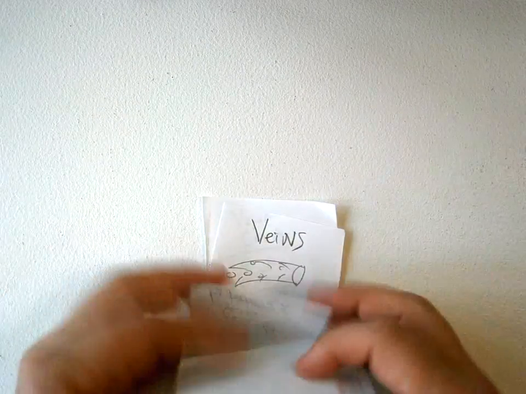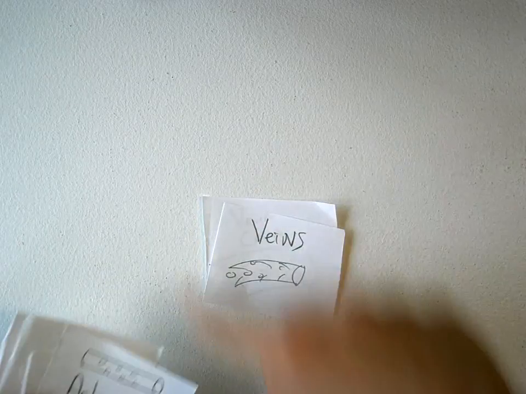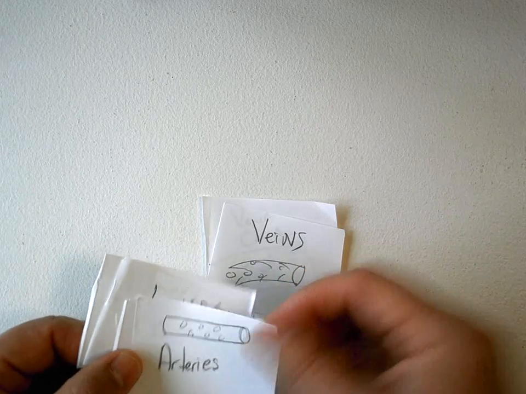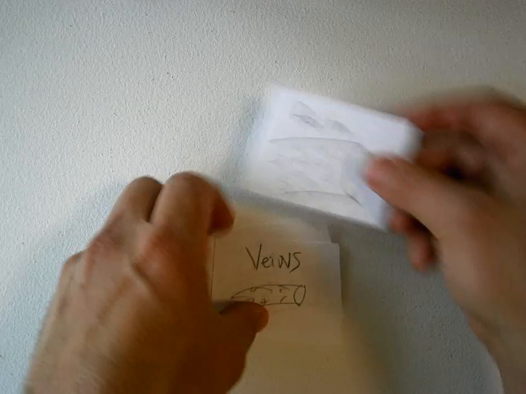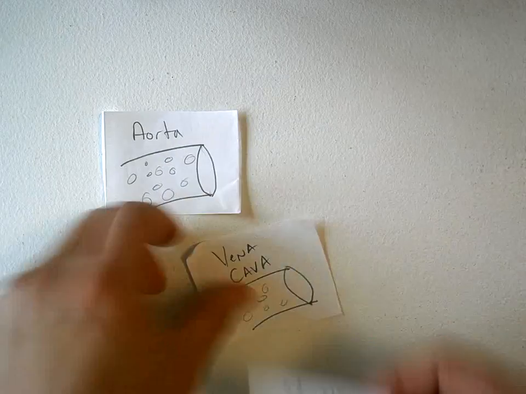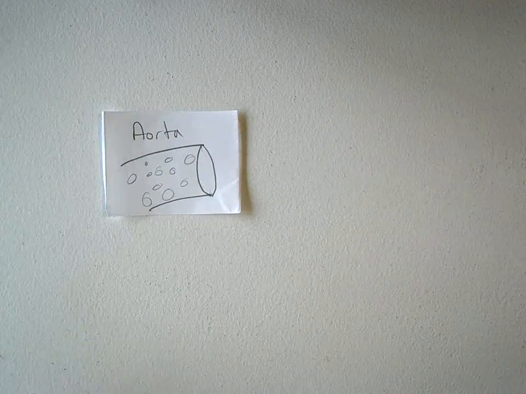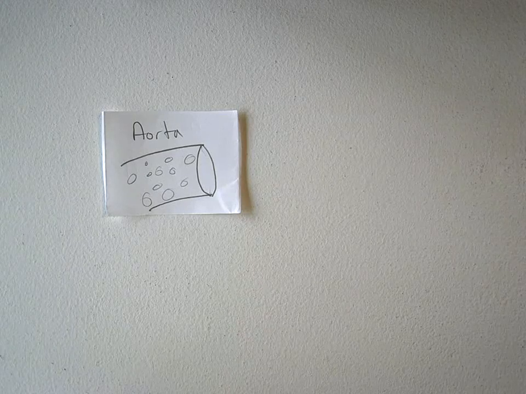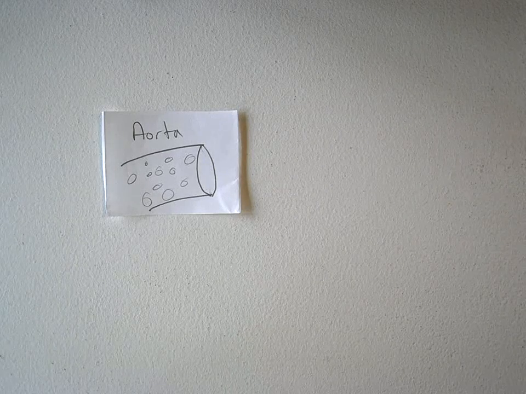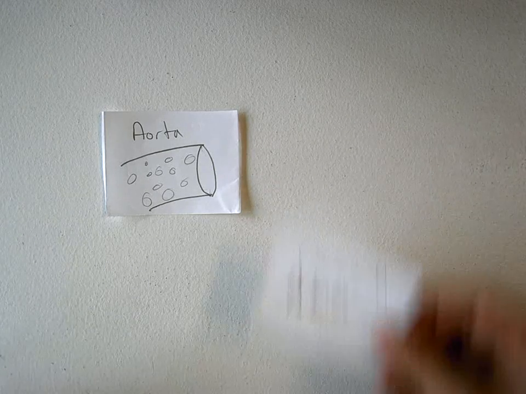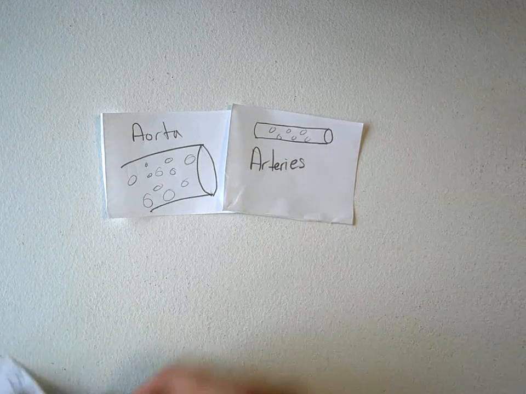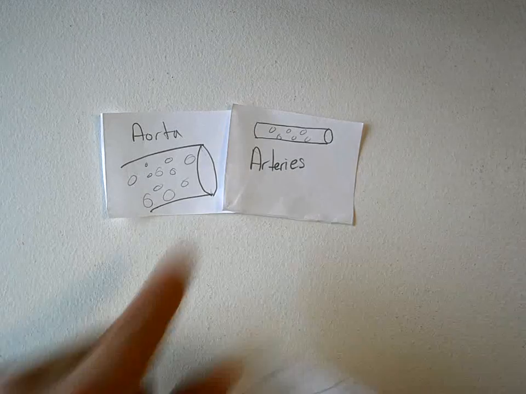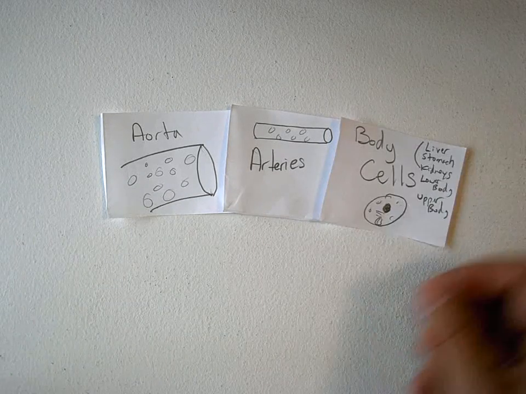And you can really start with any card, knowing that the blood is going in a circle or a cycle in our body. I'm just going to start with the aorta, I guess. So now the aorta is the biggest artery in the body. The aorta is going to leave the heart and go to body cells through arteries. So the aorta is going to branch off into arteries.